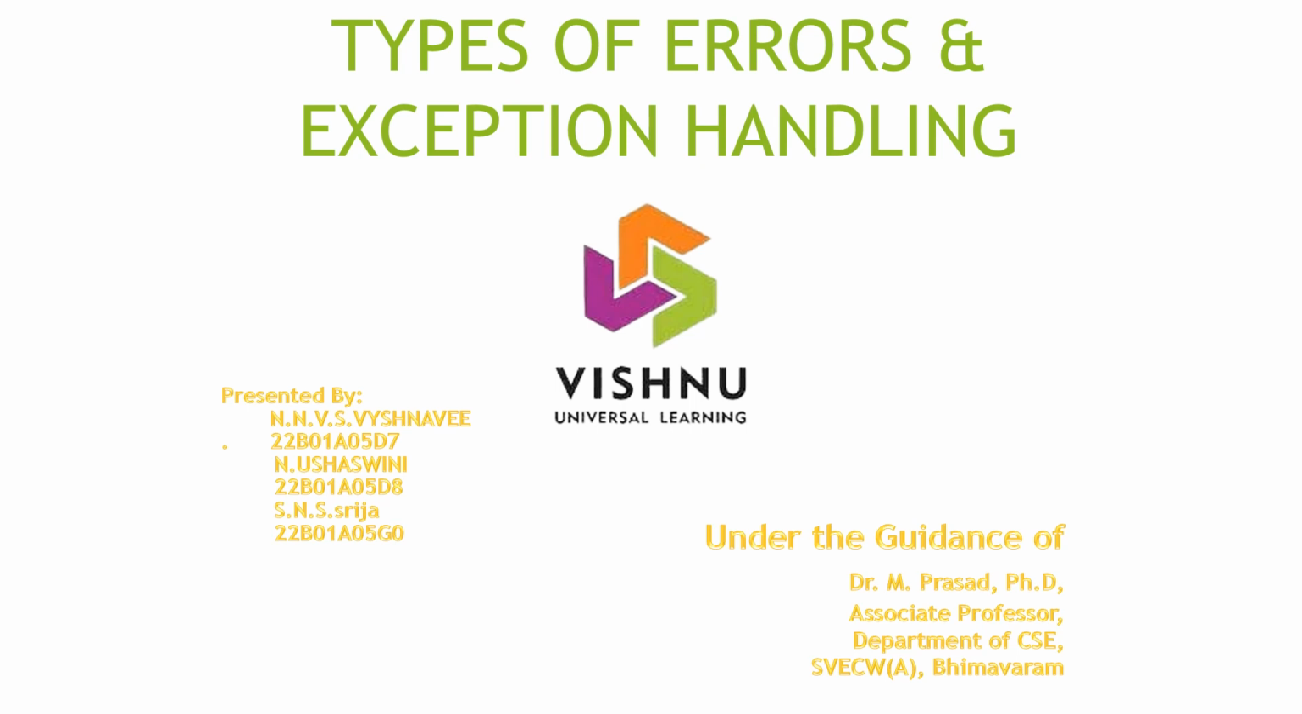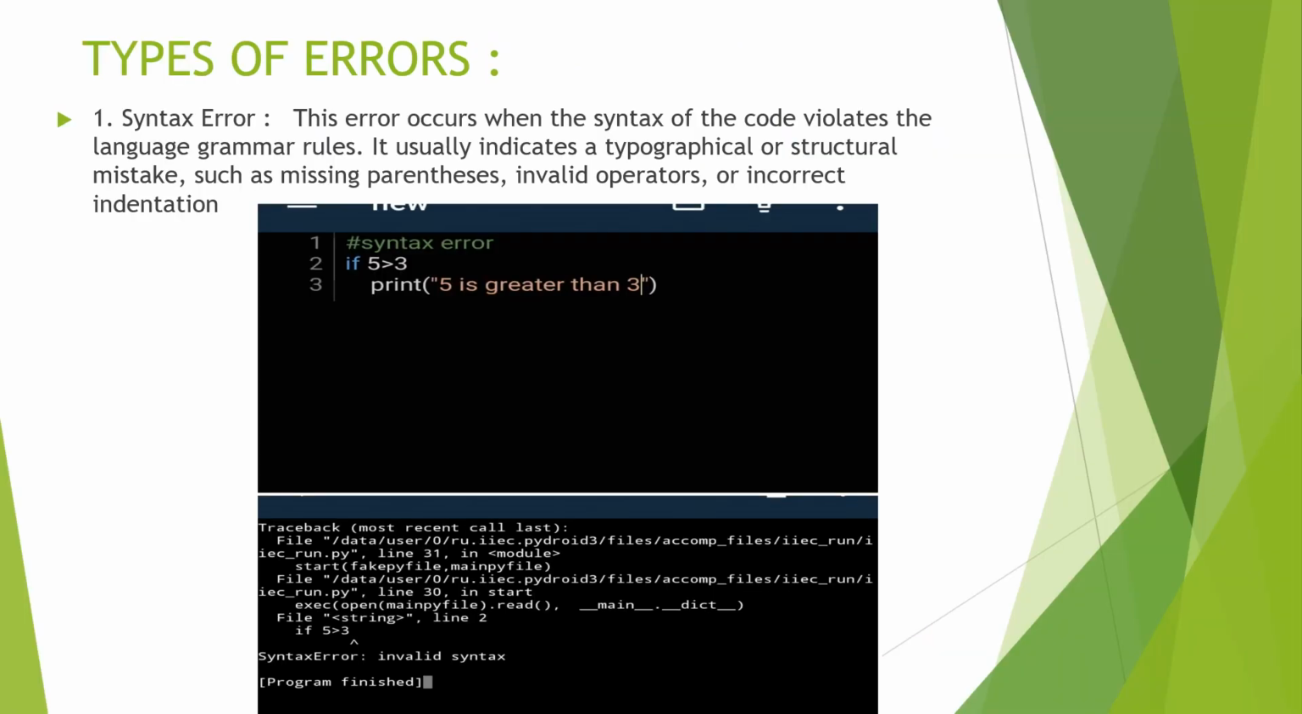First of all, what are errors? What are errors in Python? In Python, errors are known as exceptions. Exceptions are raised when there is an error or exceptional condition that occurs during the execution of a program. These exceptions interrupt the normal flow of the program and can be caught and handled to prevent the program from crashing.